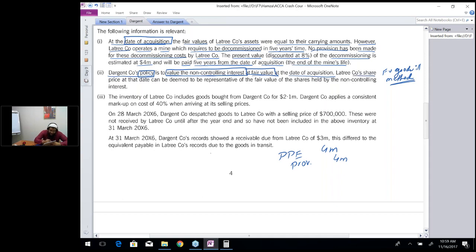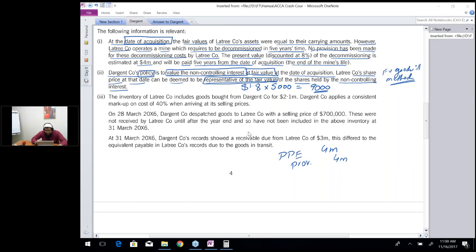Latre Company's share price, which was 1.8 as informed to us earlier, at that date can be deemed to be representative of the fair value. So that share price, which was 1.8, is representing the fair value of the shares held by the non-controlling interest. So we have actually used the same 1.8 into 5,000 NCI shares to calculate the fair value of NCI. We have already done this, but the question is telling us to do this. So even if the question had not mentioned this, we would have done the same.